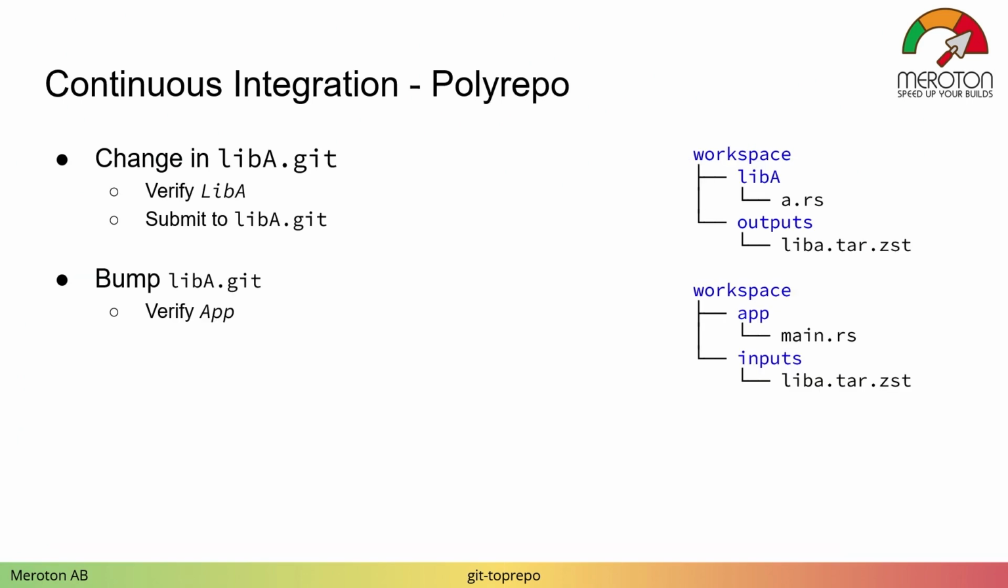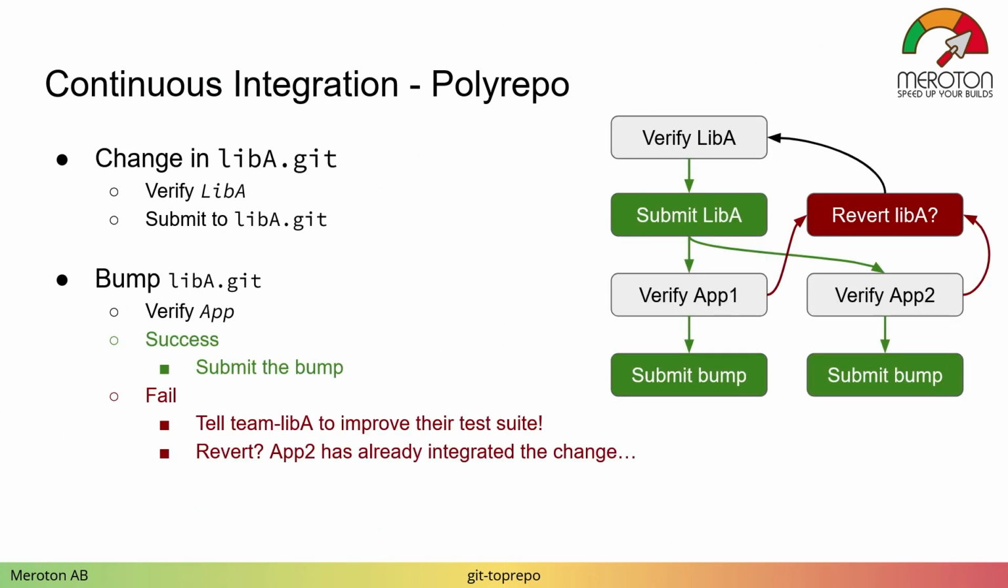And then the next change we do, well, we bump library A into the application repository, or like update that revision, the dependency, and we verify that the application works. Okay, all fine. Or no, actually, it fails.